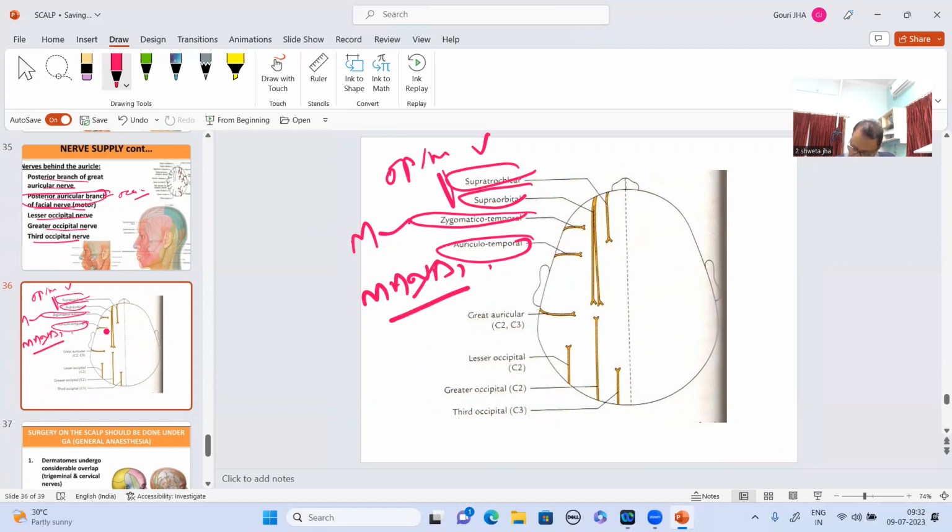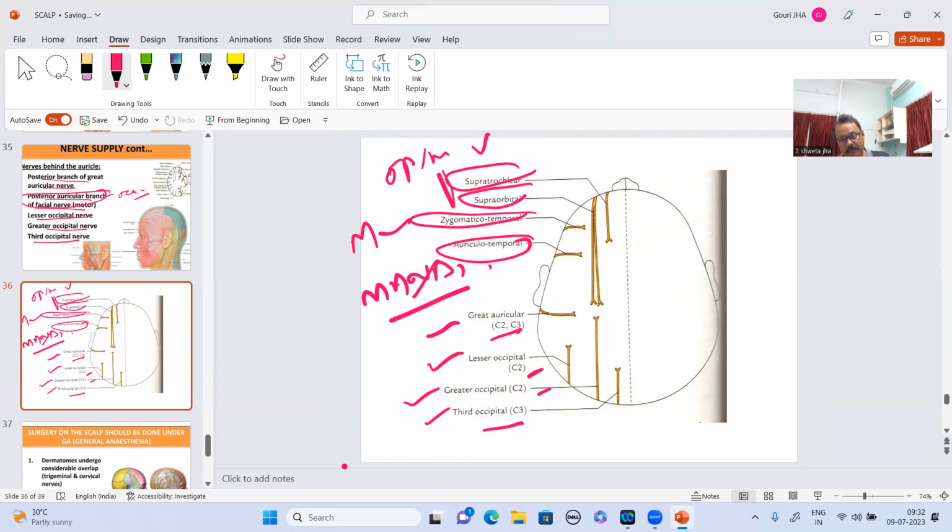And these four are all cervical plexus: the greater auricular nerve, C2, C3; lesser occipital, C2; greater occipital, C2; and third occipital, C3. So actually in the scalp region, we have got the arterial supply coming from both the internal carotid artery and external carotid artery. The venous drainage goes into the internal jugular vein and the external jugular vein.